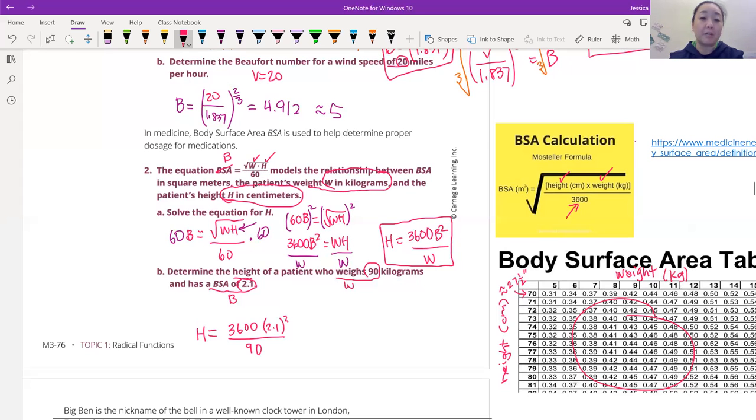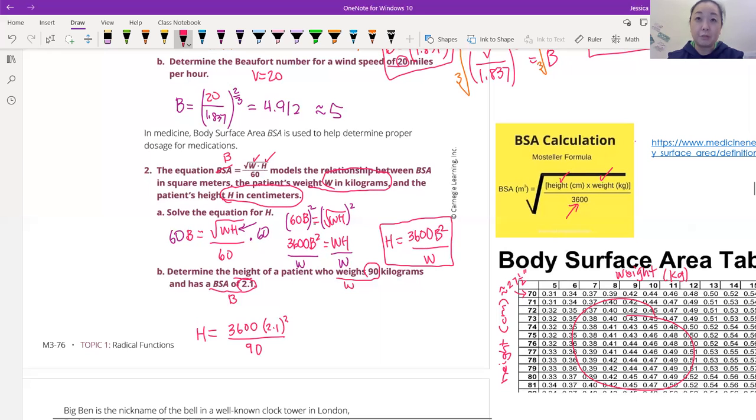This is a little bit more in the book. It's a little more simplified. And we are going to solve for H. So first step is to figure out where H is. And I'm like, oh, H is here. And then okay, got to get rid of everything else. So we got to get rid of the 60 first. So we're going to multiply both sides by 60. And then we're going to get rid of the square root. So we got to square both sides.